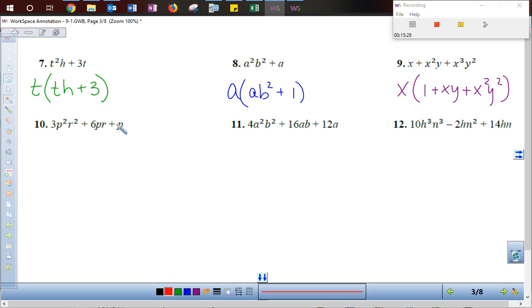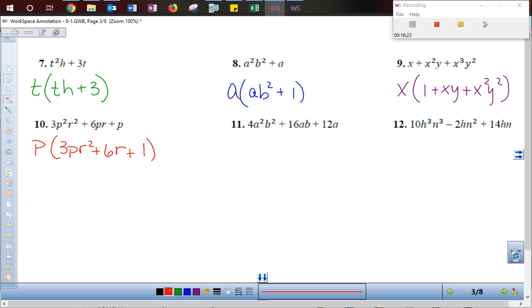Now let's look at the variables. I have p squared r squared, p times r, and p. They all have the variable p in common, and the smallest exponent of p is just 1. So now I can see what I have left. 3p squared r squared divided by p. The 3 stays. I'm losing a p, so that goes to p, and then r squared comes along for the ride. Now, 6pr divided by p. The 6 comes along. I'm taking away that p, and then I'm only left with an r. Finally, if I have a p and I'm taking away a p, that just leaves me with the coefficient of 1.